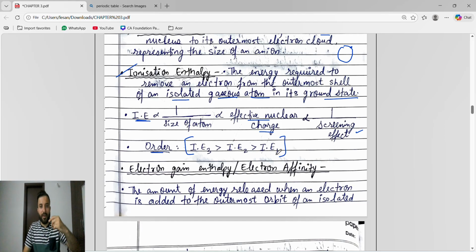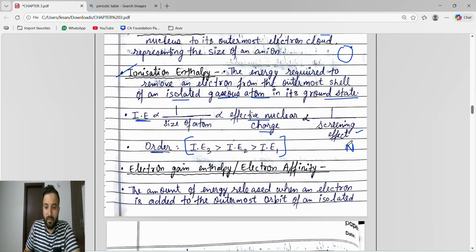Suppose we are finding the first ionization enthalpy, second ionization enthalpy, third ionization enthalpy. So guys, first, second, third means what? Suppose you have a neutral atom, and from this atom I remove an electron. Removing an electron means plus, adding means minus. Plus means cation, minus means anion.